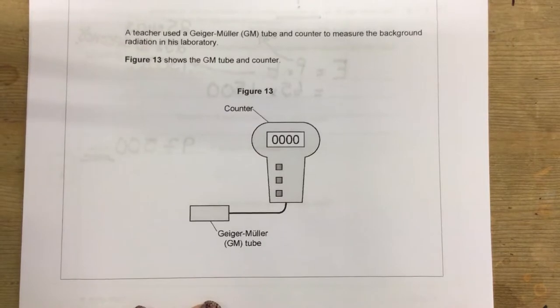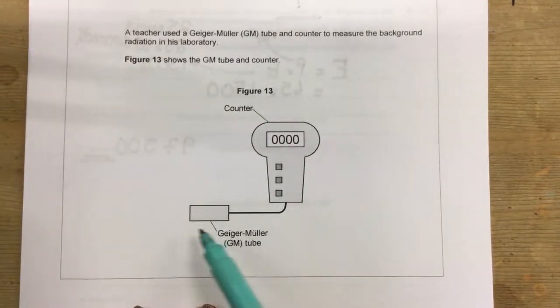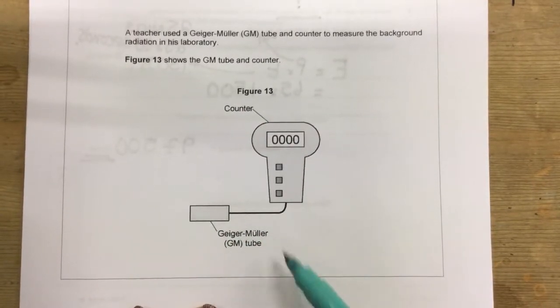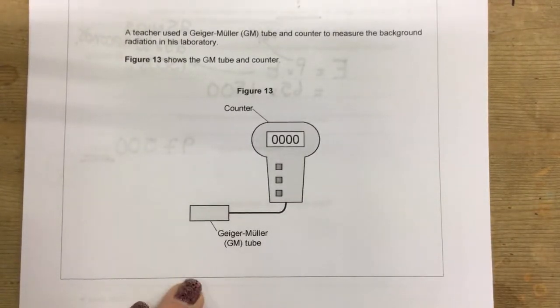So, James Bond stuff now, background radiation. A teacher used a Geiger-Müller tube or a Geiger counter to measure the background radiation in his laboratory. This shows the equipment, the Geiger-Müller tube and the counter. Okay, so it's a digital readout. That's all we need to know.